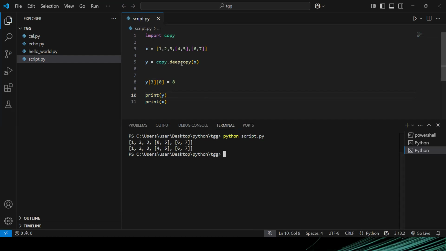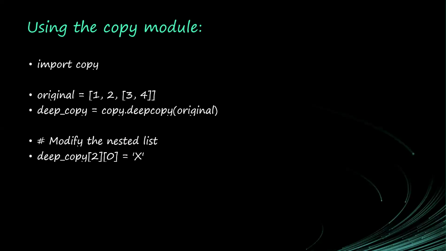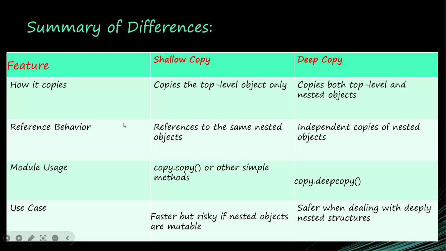But if it was a shallow copy, if I make this change now, S would also be affected. So if I print this, you'll see here X is affected, but this one was the deep copy we did. X wasn't affected here. Okay, I hope you get that. So let's go on and now the summary of this.